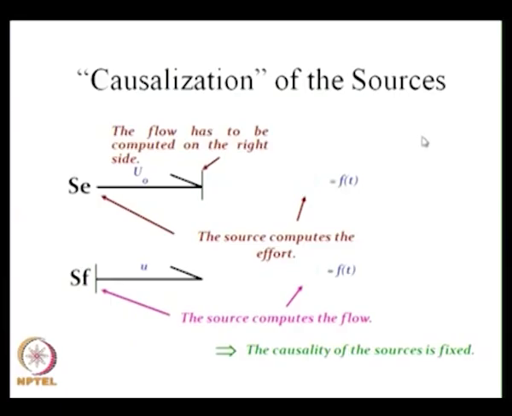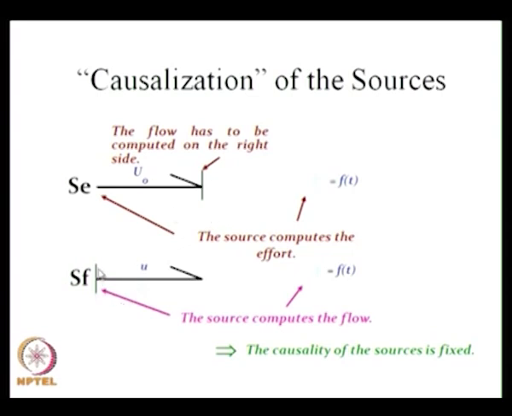So here is the explanation for causalization of the sources. Now we have this SE and SF. SE is the source effort and SF is the source flow. So the flow has to be computed on the right side because effort is coming here. So we need to calculate what is F. F is calculated based on the effort coming here. F is equal to a function of the effort.